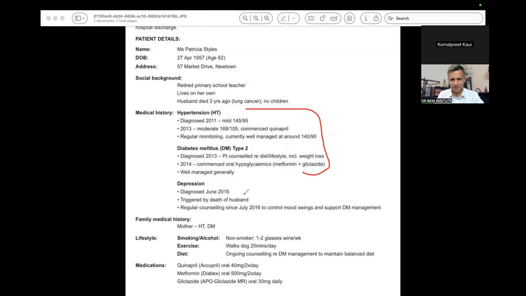Hypertension, diabetes mellitus, okay. Depression 2016, triggered by the death of her husband, requires counseling since July 2000. Otherwise, very important but urgent assessment is pericarditis. Hypertension and diabetes, I would like to mention. So if I have to write a second paragraph by chance, let's see more medical history.